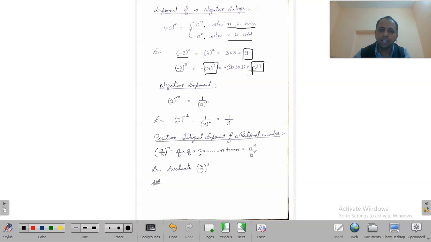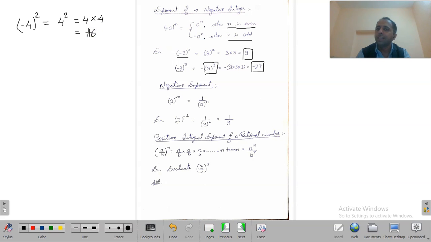Let's take another example. For example, minus 4 to the power 2. So it will be 4 to the power 2. Why? Because the exponent value is even here. So in case of even, minus 4 to the power 2 will become 4 to the power 2, and 4 to the power 2 means 4 multiplied by 4, that means 16.